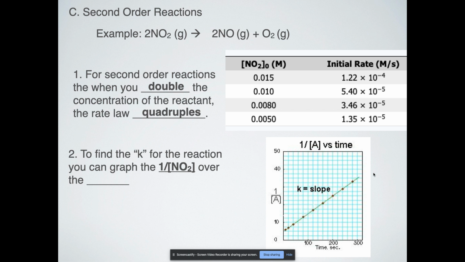Don't even have to change the negative sign or anything. It's always going to give you the slope because it's positive. So it's always going to give you that value if I graph it over time.